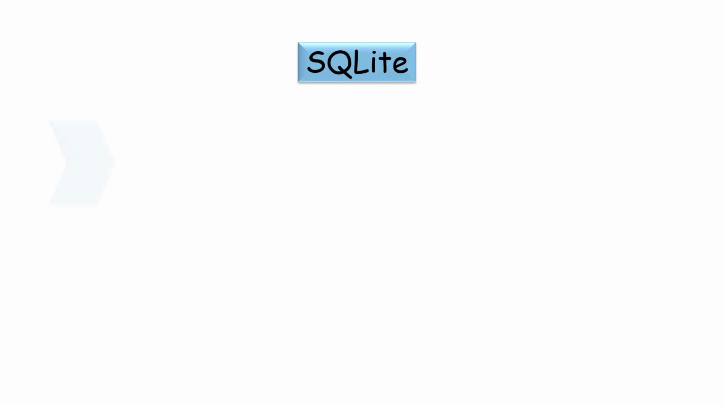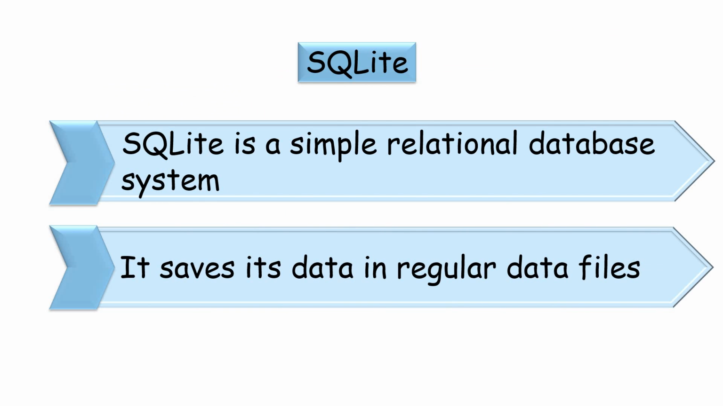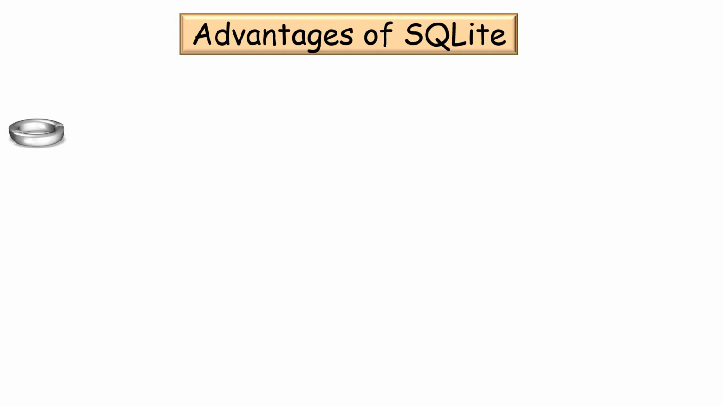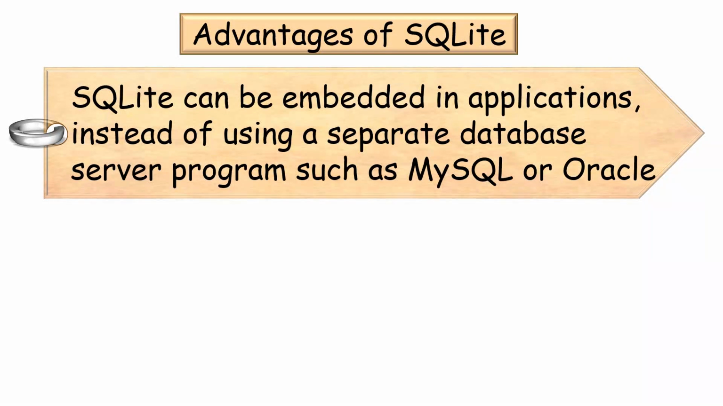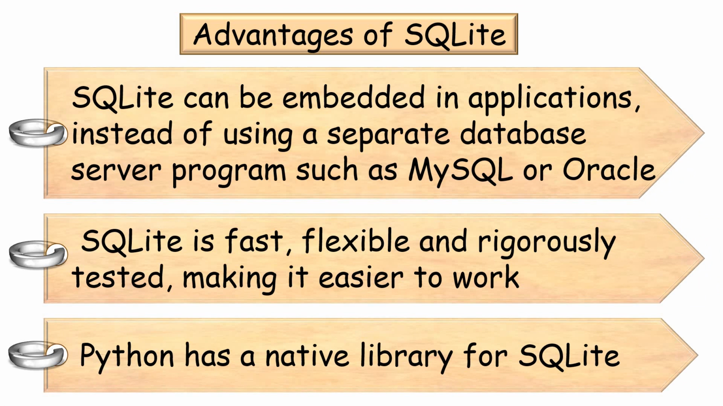What is SQLite? SQLite is a simple relational database system. SQLite saves its data in regular data files. What are the advantages of SQLite? SQLite can be embedded in applications instead of using a separate database server program such as MySQL or Oracle. SQLite is fast, flexible, and rigorously tested, making it easier to work with. Python has a native library for SQLite.